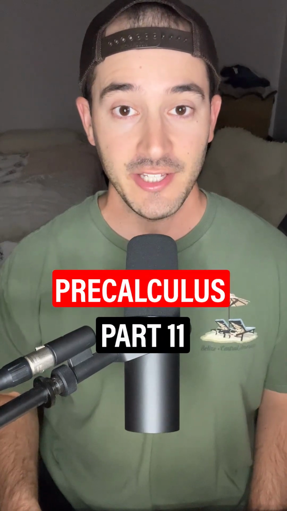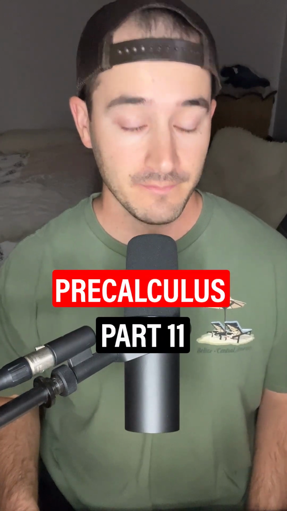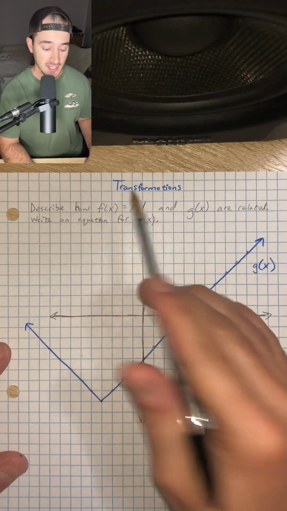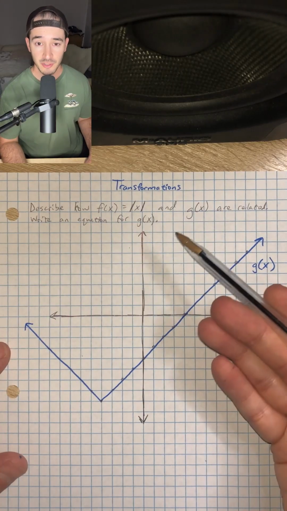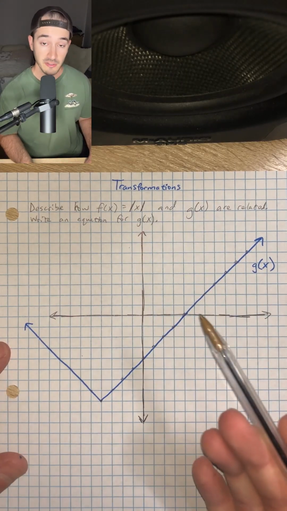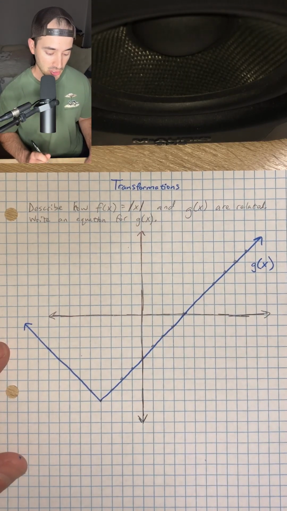This is everything you need to know for Precalculus, Part 11. So we're talking about transformations today, and this is kind of a review of Algebra 2 and Algebra 1, but you're still going to be using it, so we're going to go ahead and show you how to do it the easiest way possible.